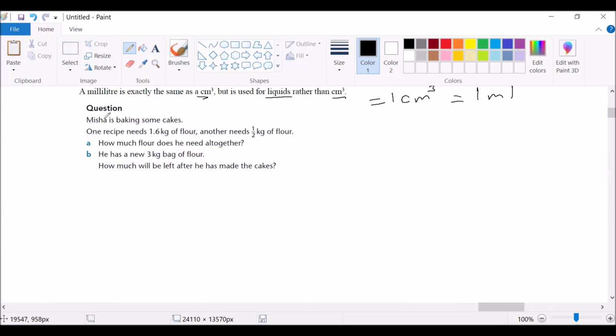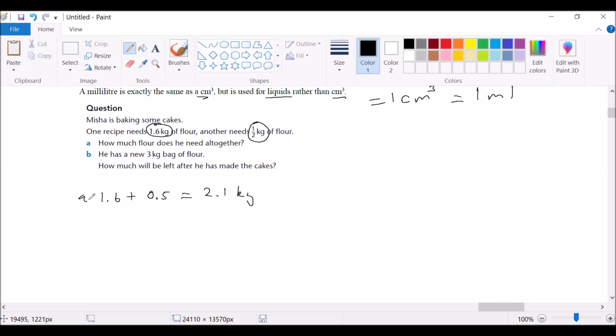Let's look at this question. Misha is baking some cakes. One recipe needs 1.6 kgs of flour. Another needs half a kg of flour. How much flour does he need altogether? The flour needed is found by adding this and that. So 1.6 plus half a kg, which is 0.5, will give us 2.1 kgs.